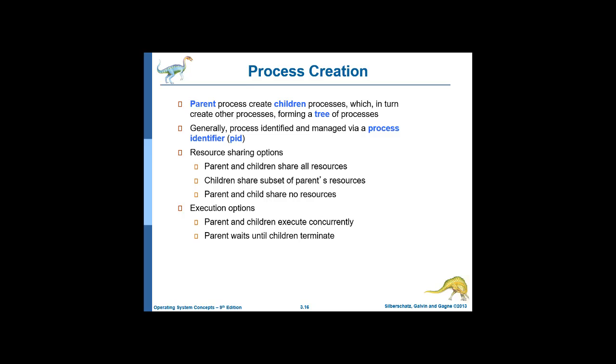Now there are options when a parent creates a child, so there must be some resources, for example some memory, some files, some data in the parent that might be needed by the child. So how do you share those resources? There are three options here. One option is that the parent and children share all resources. So whatever the parent has, the children have access to the same resources. The second option is that the children can share part of the parent's resources, not all of them. And the third one is that the parent and the child share no resources at all. They have their own set of resources. Which one we choose depends.